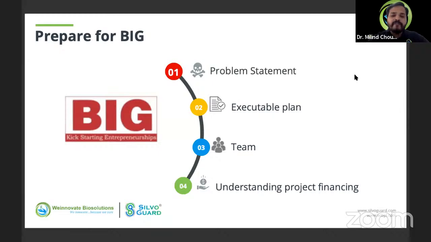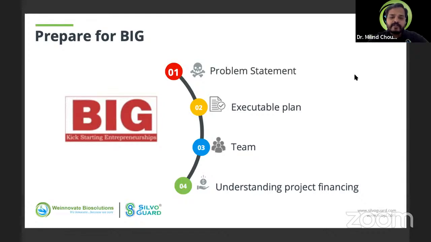Second is a very well executable plan, because a lot of people who come from a science background have a very weak understanding of writing business plans. We have a good understanding of project writing, but how do we convert that into a business plan? Ultimately, when you are writing a BIG grant, and if you get it, it is pretty much certain that you are trying to convert your idea into a commercial application. So converting the idea into a commercial application becomes the most important aspect whenever the BIG evaluation is going on.